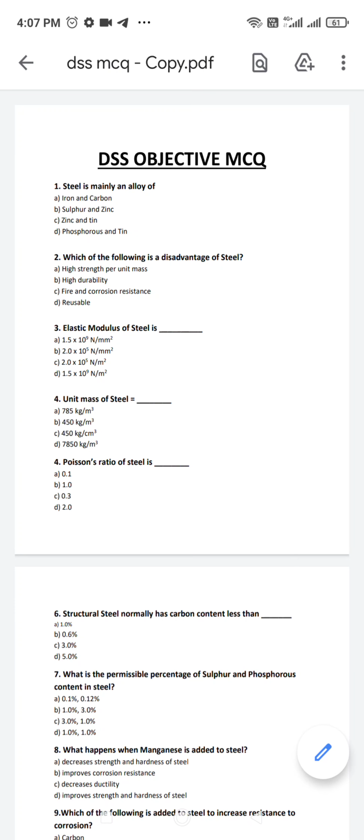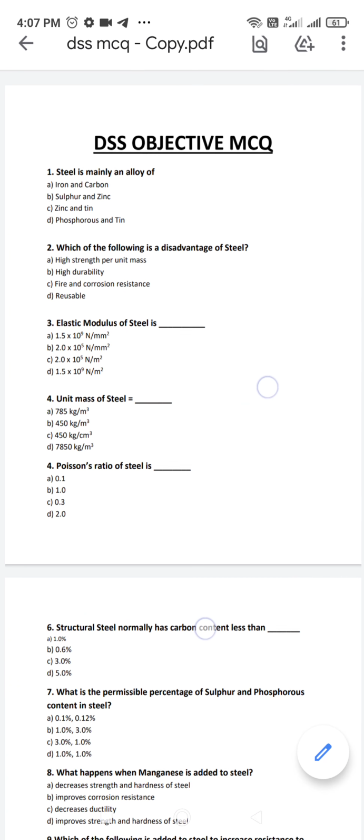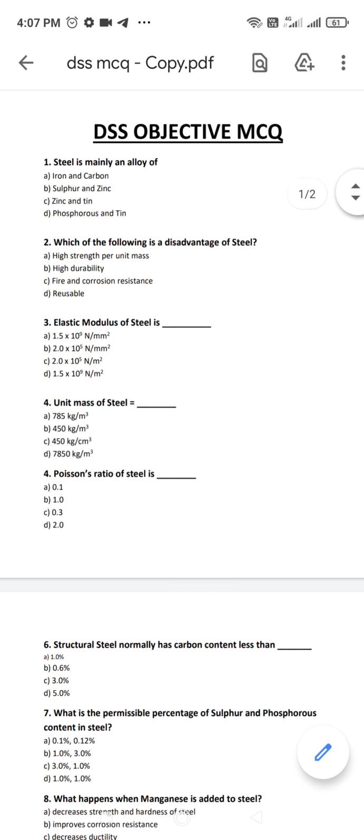Today we will discuss some design of steel structure objective MCQ, which should be helpful for all of you in your upcoming semester examination, as well as for competitive exams. So here I have prepared 10 questions. I will try to solve the questions with proper explanation. Hope this will be beneficial for you.